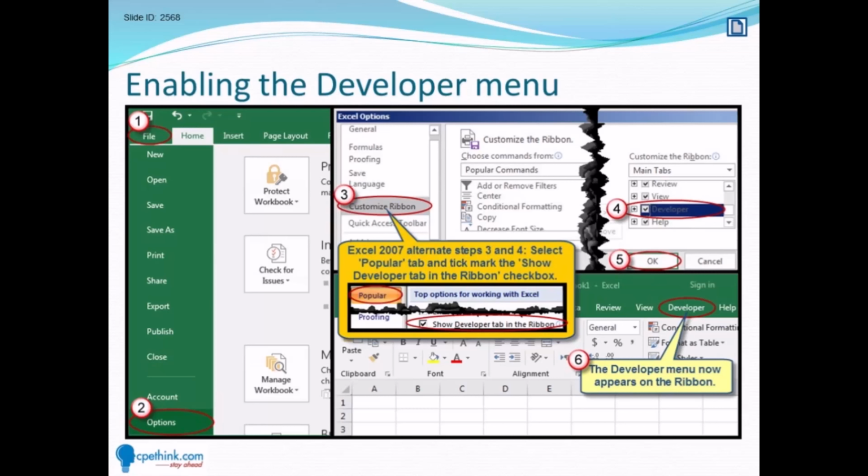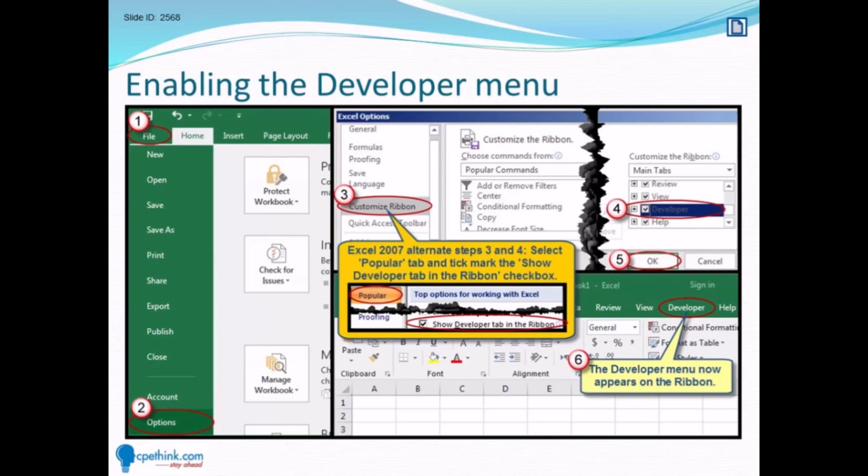To enable this Developer menu, we will go first to the File menu. Step 2, we're going to go to the Options command. It's going to bring up an Excel Options dialog box, and for most of us, we will choose Step 3, where we'll click Customize Ribbon. Then over to the right, Step 4, we'll click the checkbox for Developer. Step 5, we'll click OK. As shown in Step 6, we'll then have a new Developer menu at the top of our Excel screen.